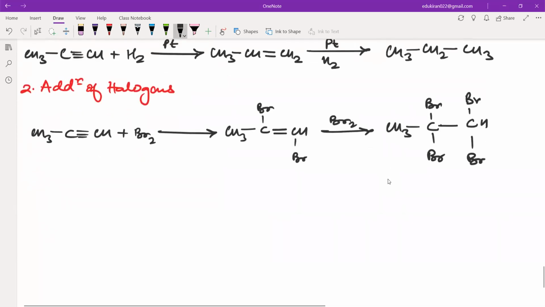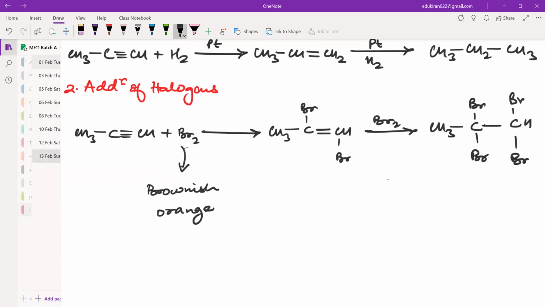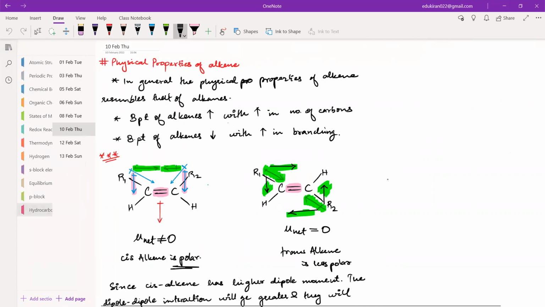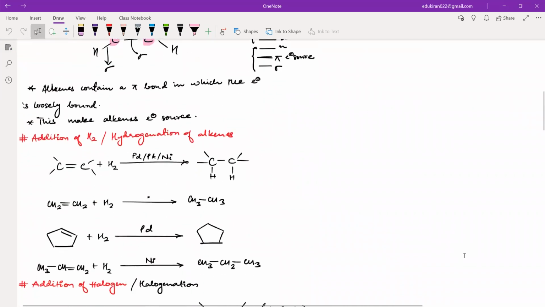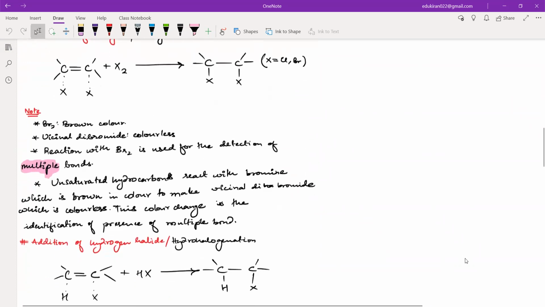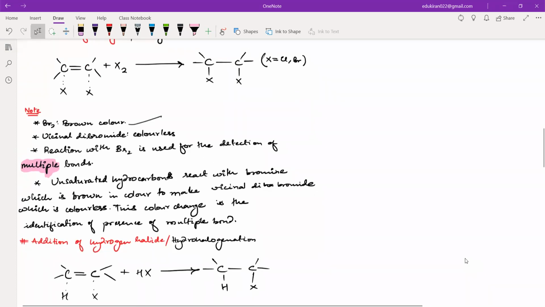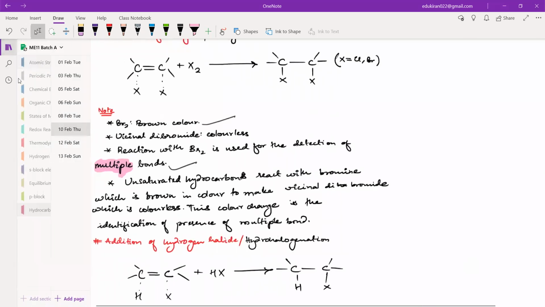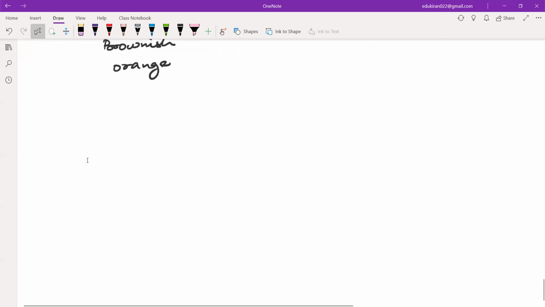Now again, I must remind you guys that this Br2 is orange-brown in color, right? Yes or no? Brownish orange, which is used for the detection of multiple bonds. You remember this? Yes or no? We did this in the chemical properties of alkenes. Yes, sir. Brown in color, it is used for the detection of multiple bonds. Okay. Halogen is done. Next is if we add hydrogen halide.